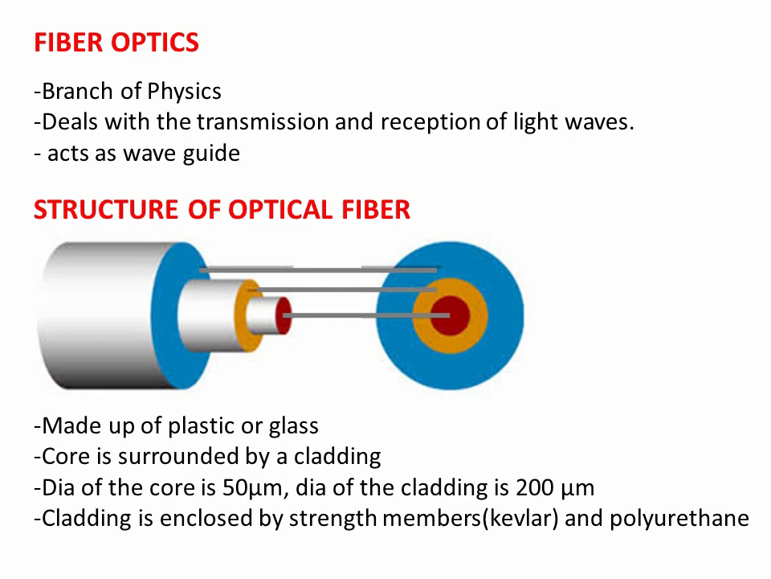Let us see the structure of optical fiber. This optical fiber is made up of plastic or glass. The core is made up of denser medium, which is surrounded by cladding. Cladding is made up of rarer medium. The diameter of the core is 50 micrometer and the diameter of the cladding is 200 micrometer. The cladding is enclosed by strength members like Kevlar and a polyurethane jacket.